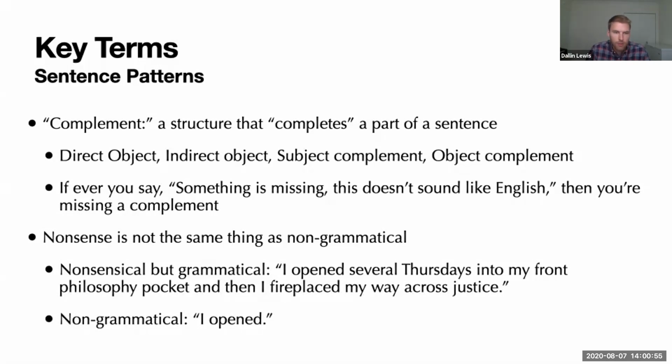Compare that, though, to this other sentence, I opened. That makes a little bit more sense, but it's actually non-grammatical because we need to know what you opened. And there's this instinct in us to say, well, what is being opened, right? That suggests it needs a direct object. It requires a complement. So that's the difference between sensical and nonsensical.